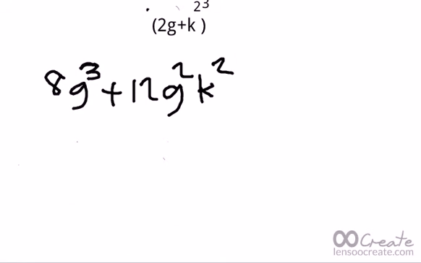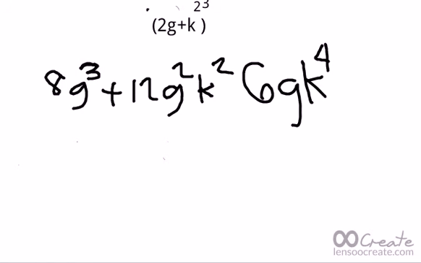So the answer will be 6gk^4, because 2g times k squared, then squared again, so we get k^4, and we thrice that, so 2g k^4 thrice that, it will be 6gk^4.